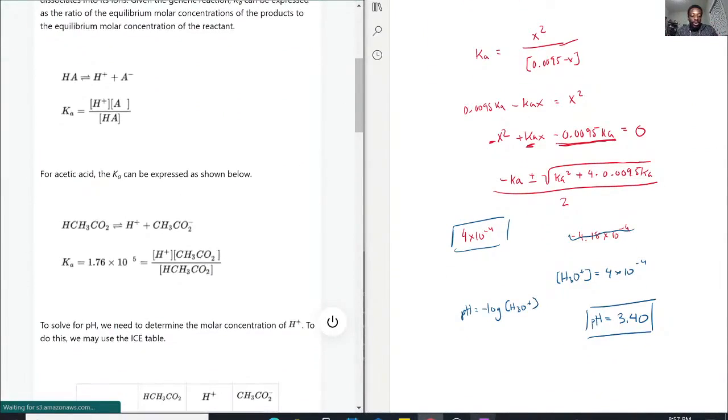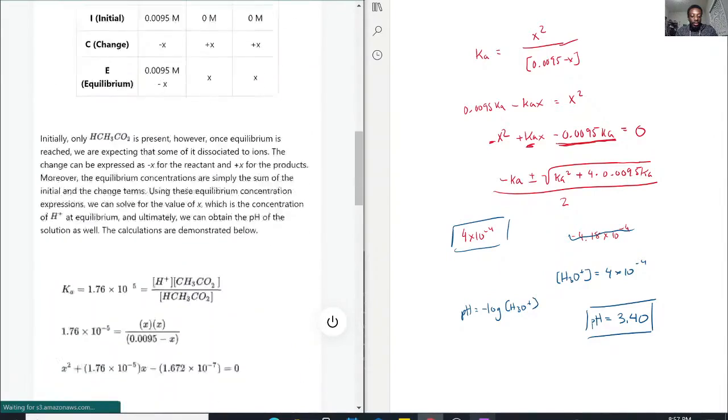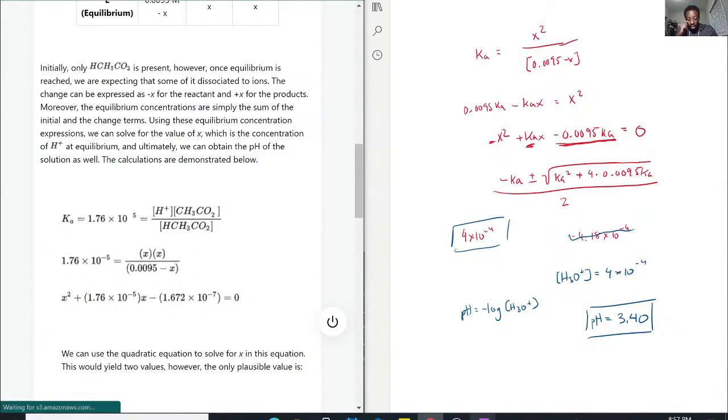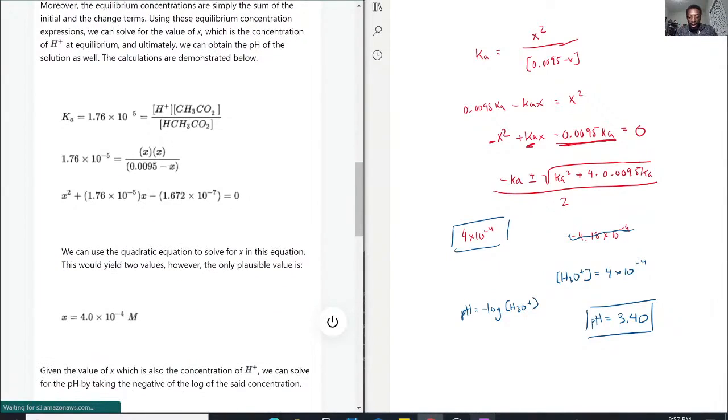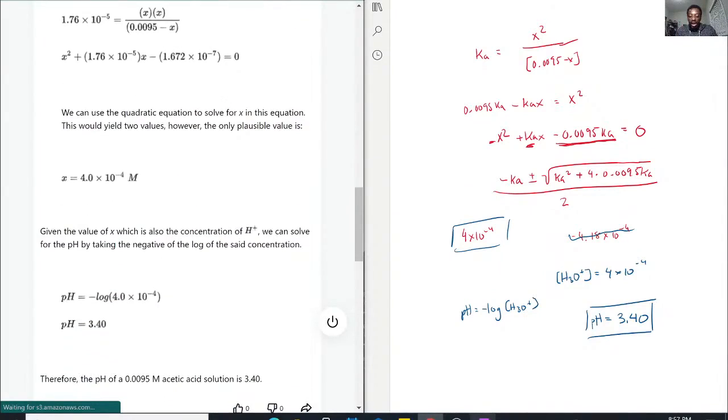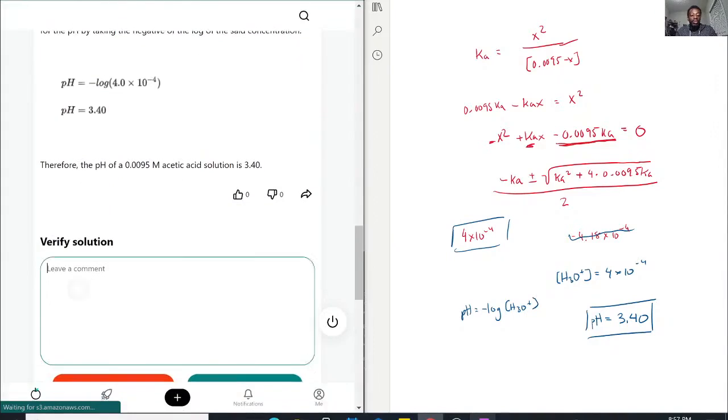So see how our colleague did. ICE table, perfect, and then they did the quadratic equation, it seems. They got 4 times 10 to the negative 4, and yep, pH of 3.40. So this is correct.